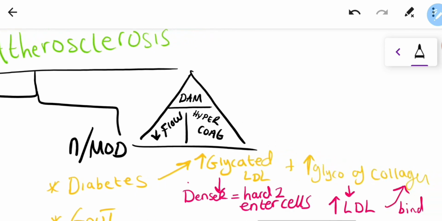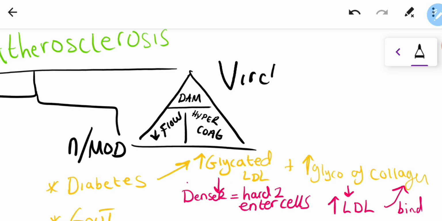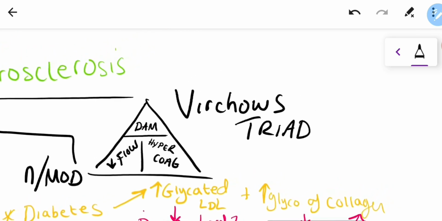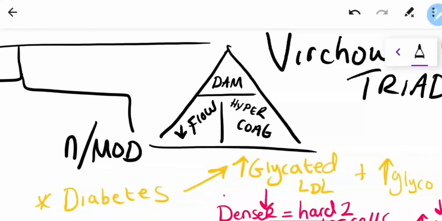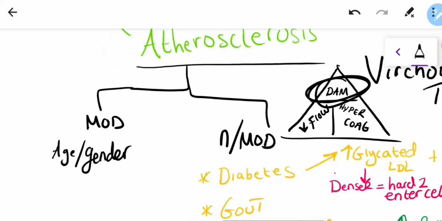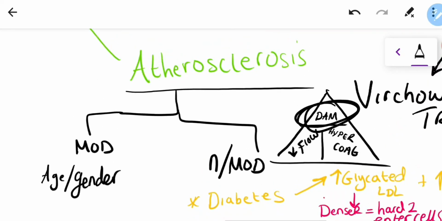Now, this groundwork, you could say, is Virchow's triad. And this is more related to thrombosis, so just focus on this part. Damage. Where does the damage come from? It comes from hypertension. That's a big contributing factor to atherosclerosis.